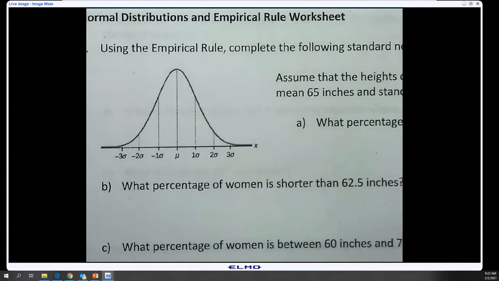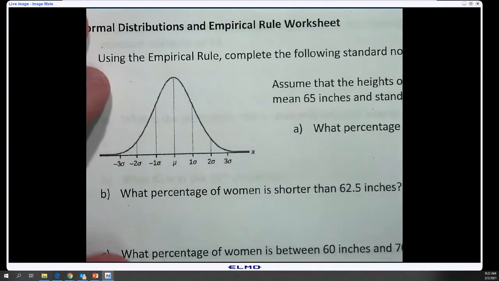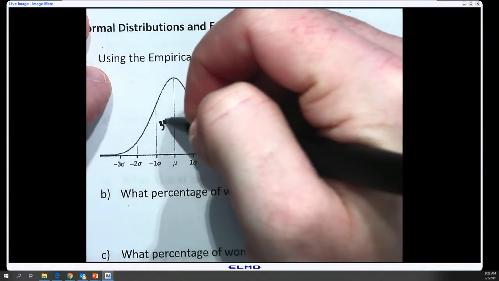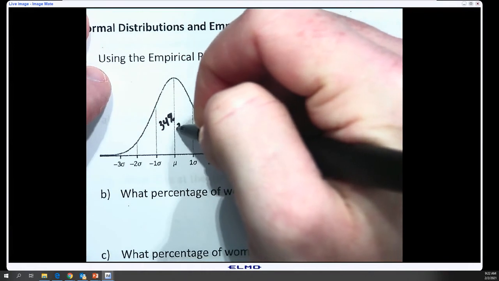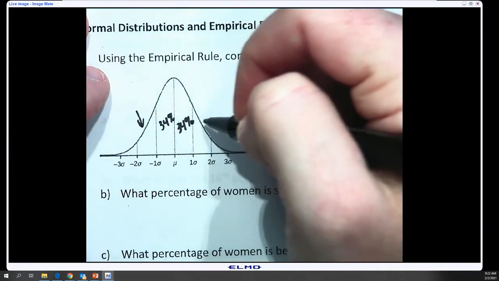What you can do is, it says, fill in the curve with the appropriate percentages. This is very small handwriting, so I'm going to try my best to fill this in. So this is 34%, 34%. Maybe I'll just use arrows, that's probably better.